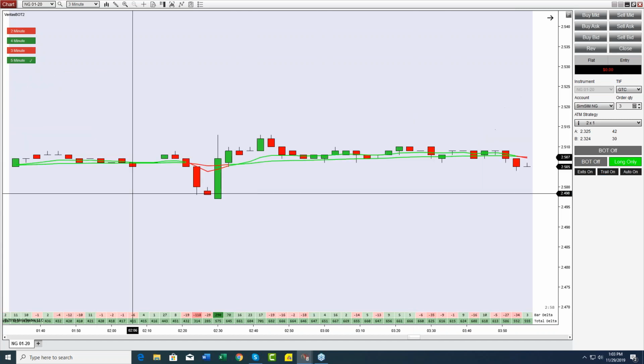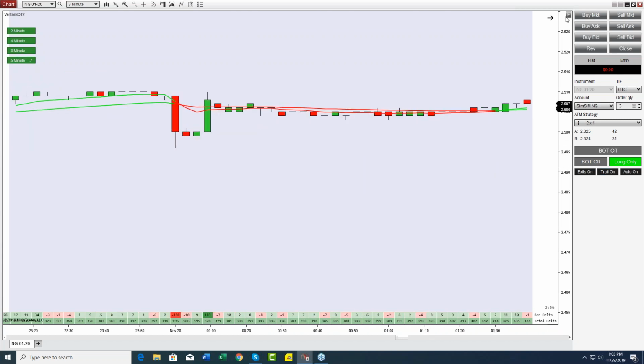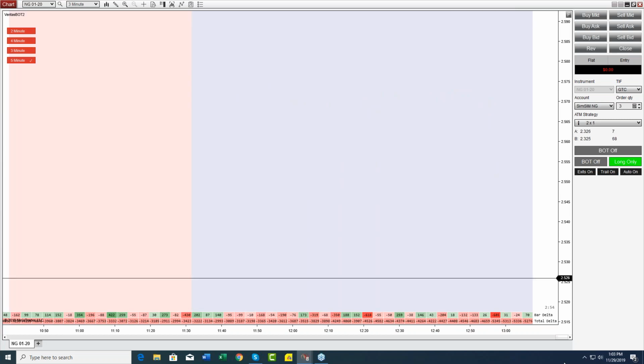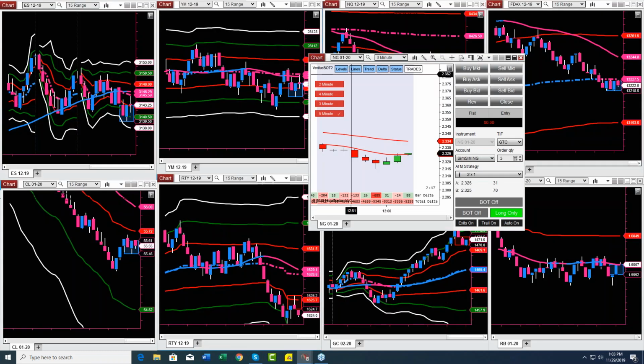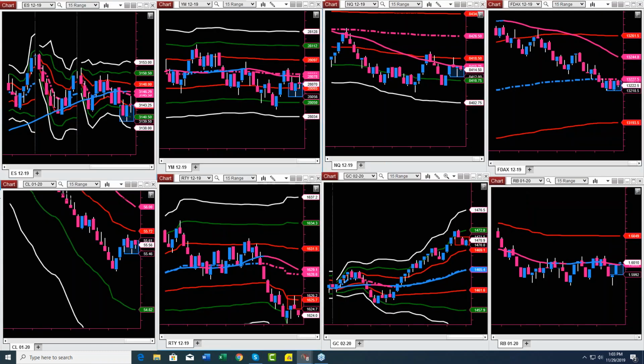But again, based on what we've identified in back testing, it doesn't take a lot of trades. So that's fine, but it's a high percentage of winners.